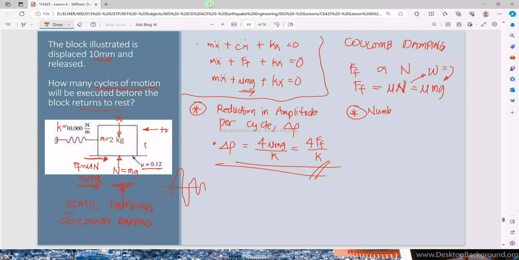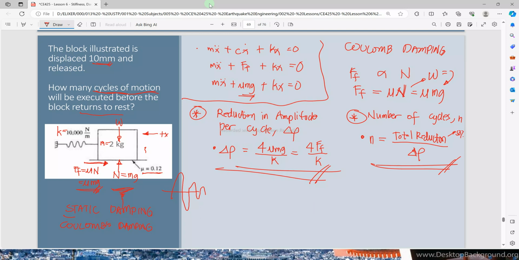And then the number of cycles. To get the number of cycles n, the number of cycles is equal to the total reduction over delta rho. The total reduction will be 50% or 100% depending. But for this problem, the total reduction is 100%, because it says the block returns to rest. So the amplitude will reduce until it reaches zero.